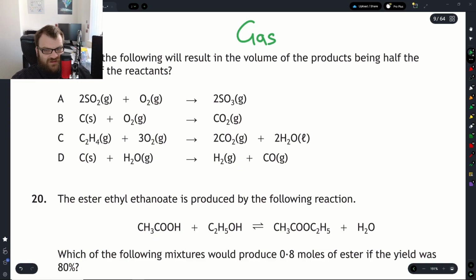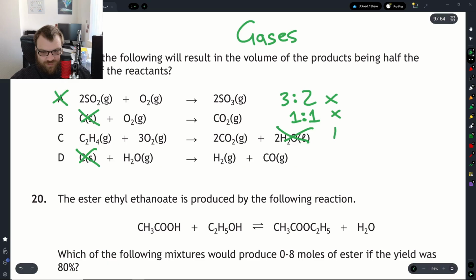In this question, we need to be thinking about gases. I'm going to chop away anything that's not a gas, allowing us to get our answer. We look at our number of moles of gas on each side. In A, we have 3 on the left, we have 2 on the right. The products are not half of the reactants, so that one's ruled out. Next one, we have 1 and 1, so it's equal, not our answer.